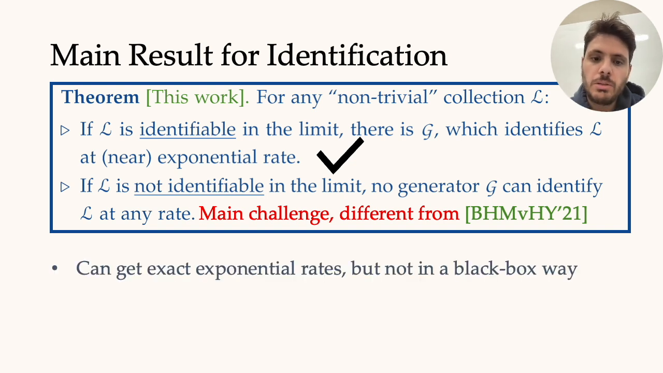Next, I want to point out that we can get exact exponential rates for identification, but we cannot do that in a black box way. We do that with a particular algorithm.